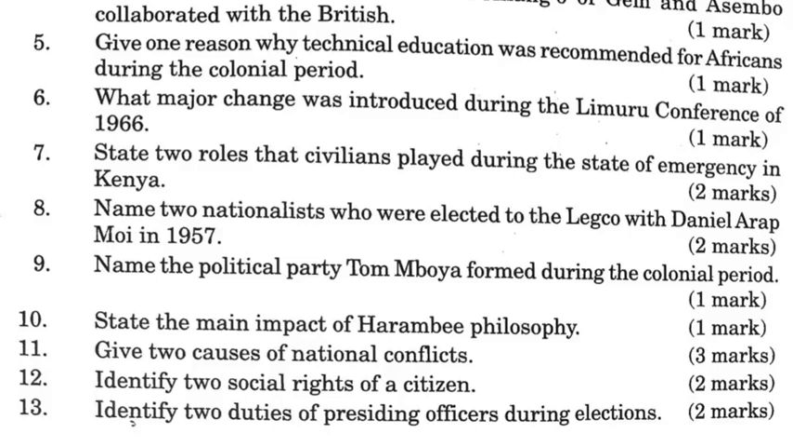8. Name 2 nationalists who were elected to the Legco with Daniel Arap Moi in 1957. Oginga Odinga, Tom Mboya, Ronald Ngala, Masinde Muliro, Lawrence Oguda, and James N. Muimi. 9. Name the political party Tom Mboya formed during the colonial period. Nairobi People's Convention Party. 10. State the main impact of the Harambee philosophy.